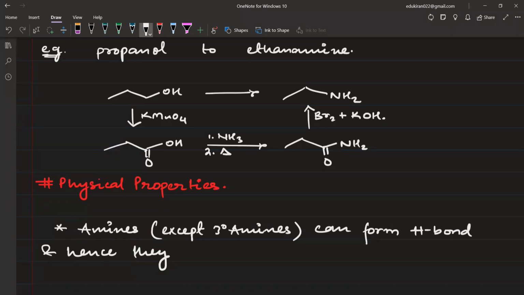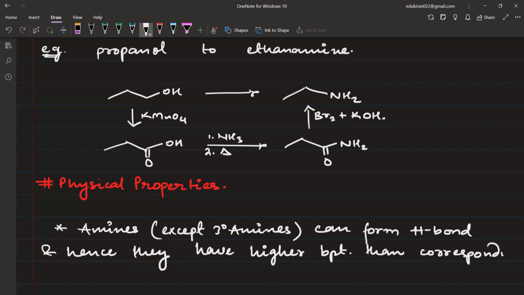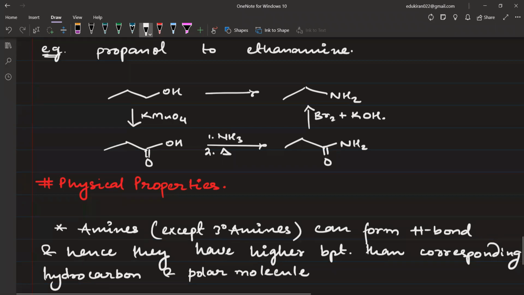And hence they have higher boiling points than corresponding hydrocarbons and polar molecules. Now you will ask, sir, why do 3-degree amines not have this?